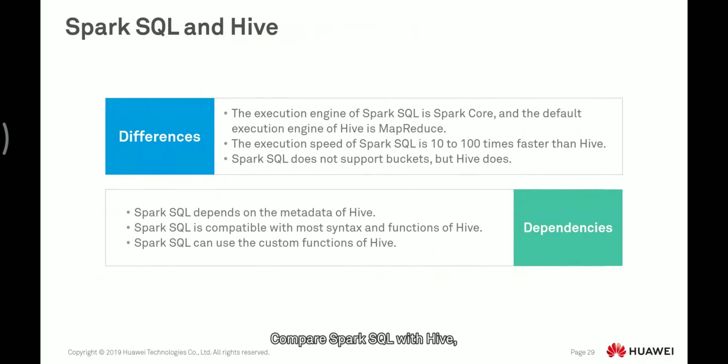Compare Spark SQL with Hive. Spark SQL uses Spark Core as its execution engine, while Hive uses MapReduce. And the execution speed of Spark SQL is 10 to 100 times faster than Hive. Spark SQL syntax and Hive syntax are basically the same except for bucket operations. Besides, Spark SQL depends on the metadata of Hive, and it's compatible with most syntax and functions of Hive. It can also use user-defined functions in Hive.